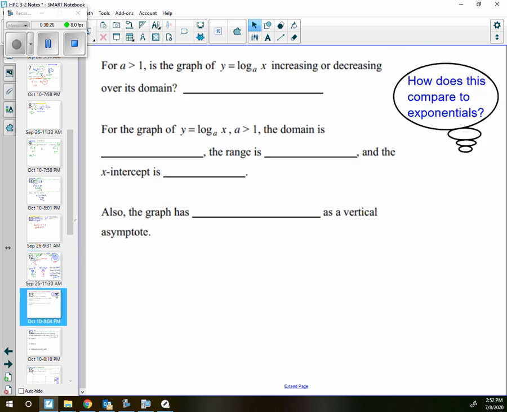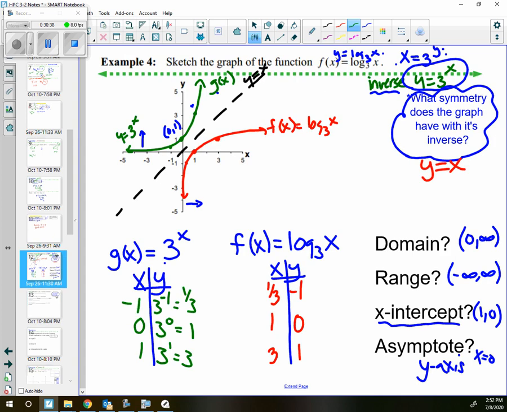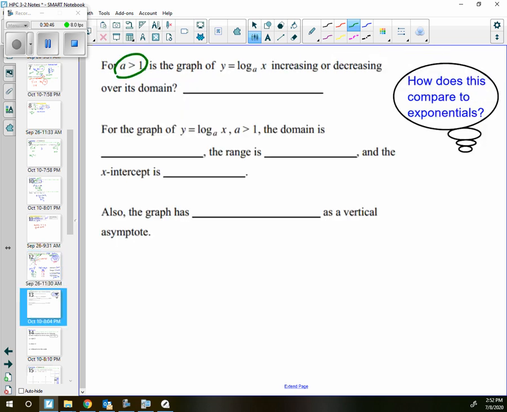So let's talk a little bit about what we just noticed. I want you to look back at your red graph to answer these questions. And it says for the a value greater than 1. What they mean by that is the base that you're using, our a down here, has to be bigger than 1. Is this graph, the red one, increasing or decreasing for its domain? Well, the red is going up, so this graph is definitely increasing. So it's increasing for its entire domain.